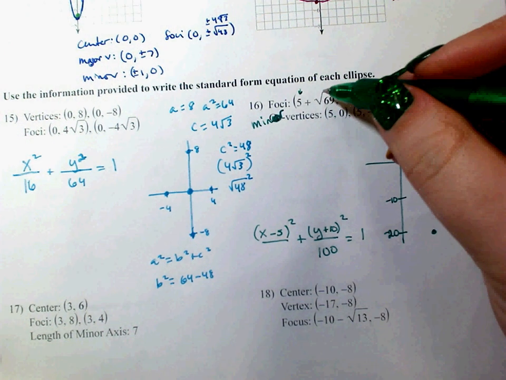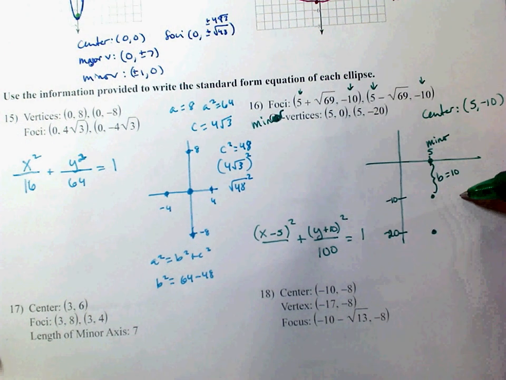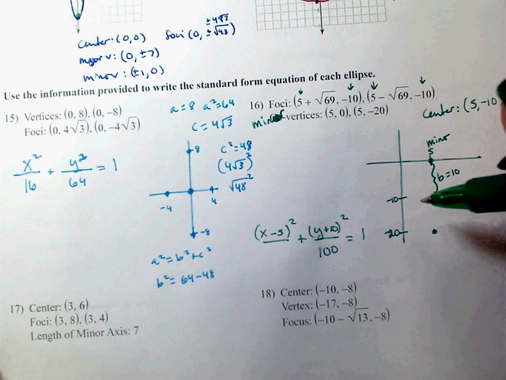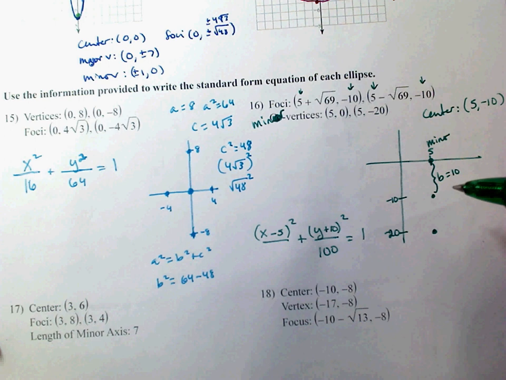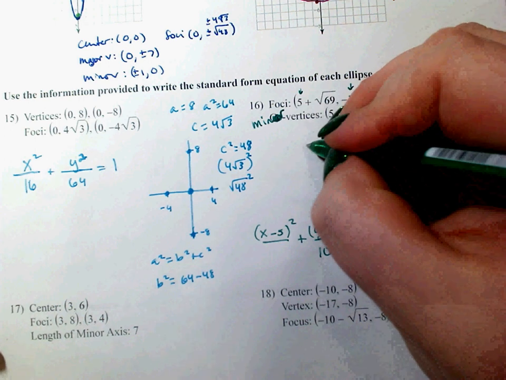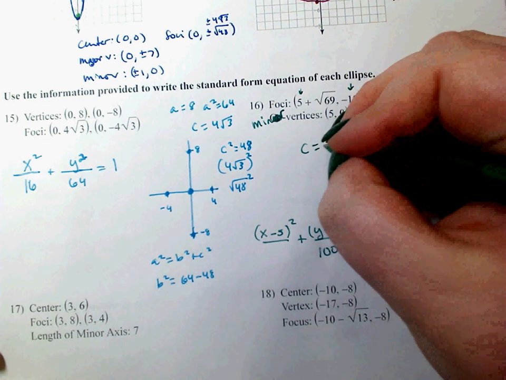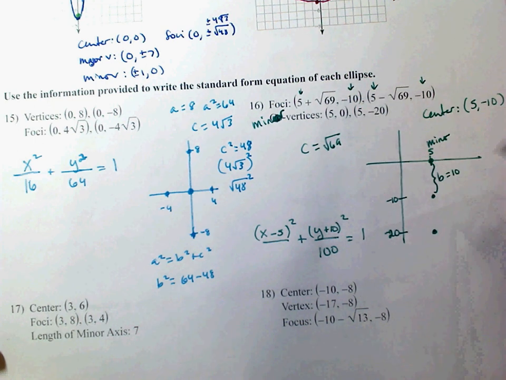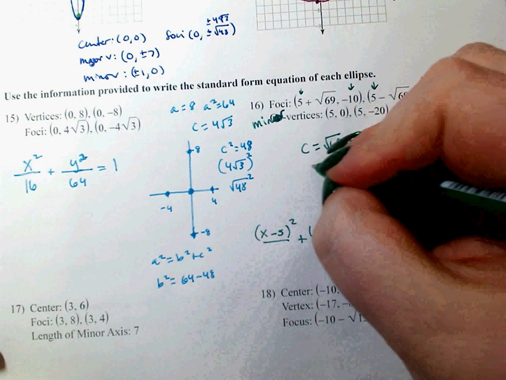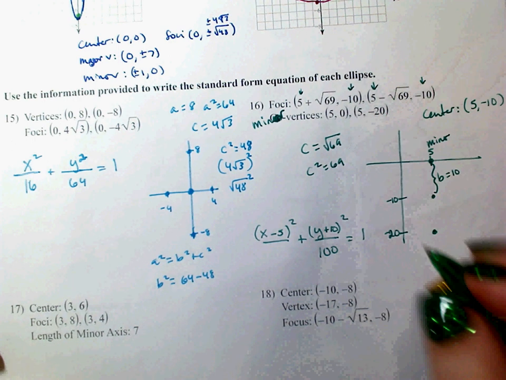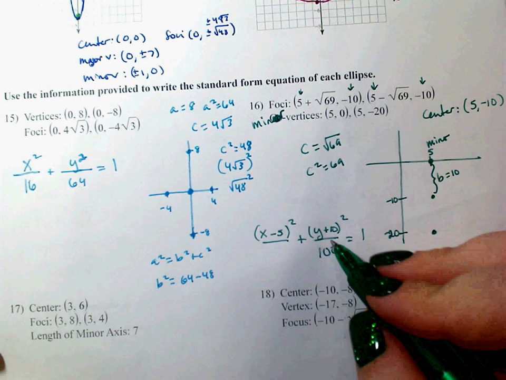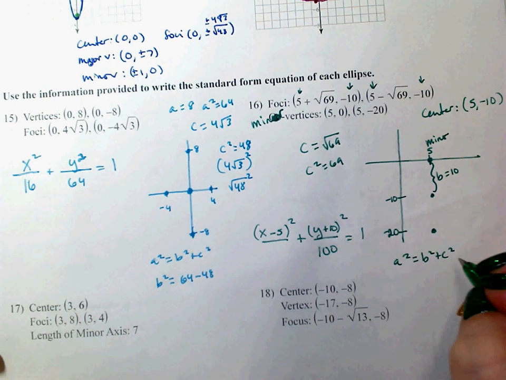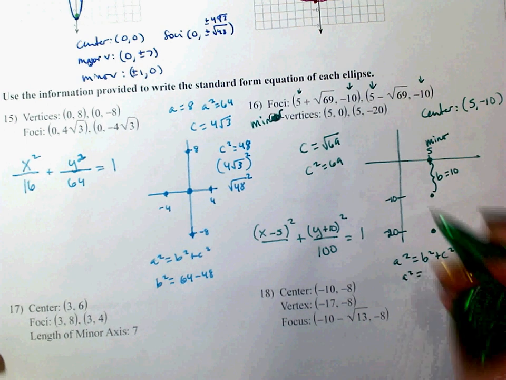Now I know that the square root of 69 is a little bit larger than the square root of 64, which is 8. So all I really need to know is that C is the square root of 69, the focal length, the distance from center to foci. And that means C squared is 69. And I'm trying to find A squared, right? A squared equals B squared plus C squared, which means A squared equals 100 plus 69. So that's 169. And there you go.